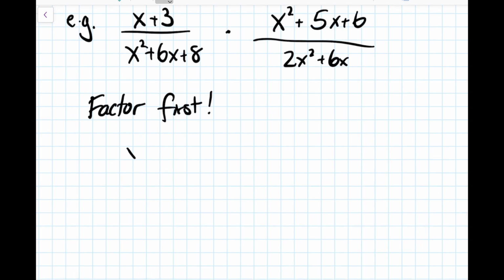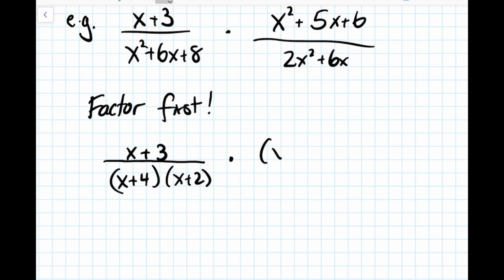So for our first rational expression, the x plus 3 is just an x plus 3. In the denominator, if we factor that, we end up with x plus 4 times x plus 2. And then we factor the second one. So if you multiply to 6, add to 5, that's going to get you x plus 3 times x plus 2.